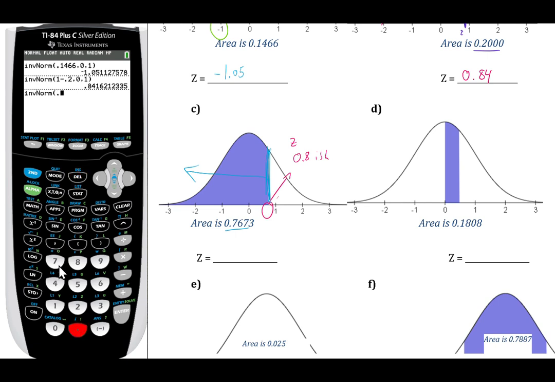The area to the left is 0.7673, comma, 0, comma, 1, close parentheses, enter. And I'll get my z-score is about 0.73, which was close to our 0.8-ish estimation from earlier.